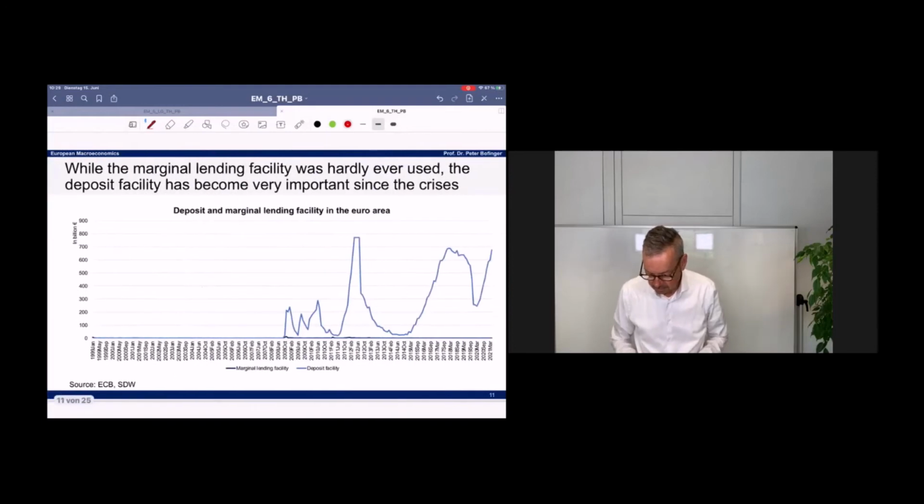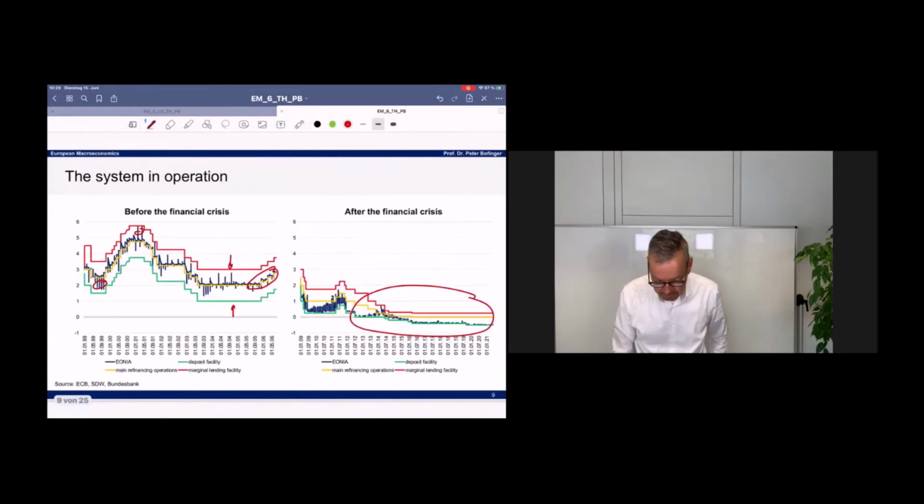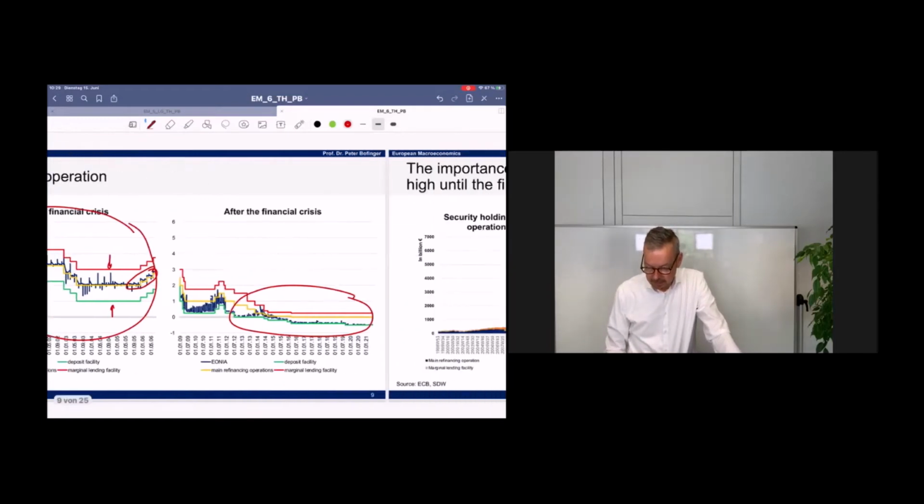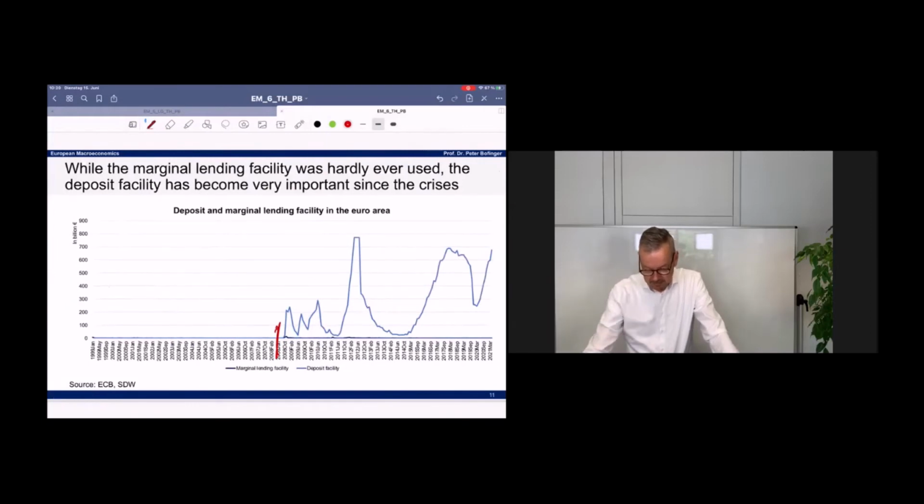And this shift is also nicely reflected by the use of the facilities. You can see until 2008, neither the marginal lending facility nor the deposit facility reached any significant amount, it was almost unimportant. And we have seen it here quite nicely that in this period, the money market rate never reached the upper or the lower bound set by the deposit rate or the marginal lending facility rate. So you can see until 2008 here, both facilities were more or less irrelevant for the interest rate policy of the ECB. But then the deposit facility gained in importance quite significantly.